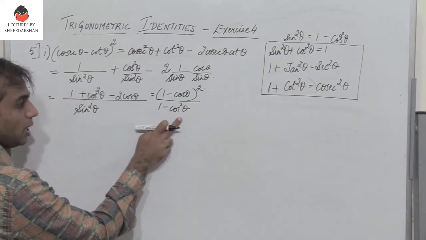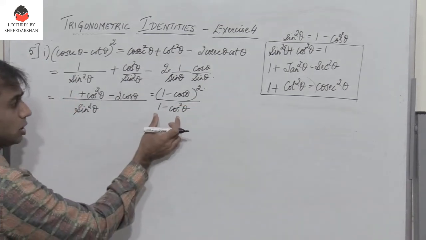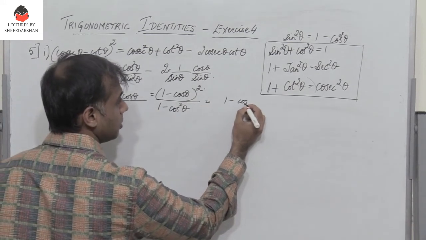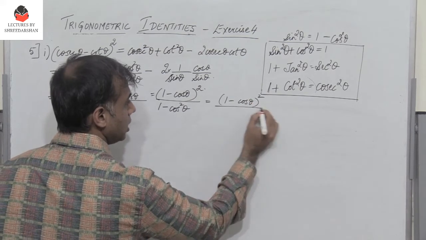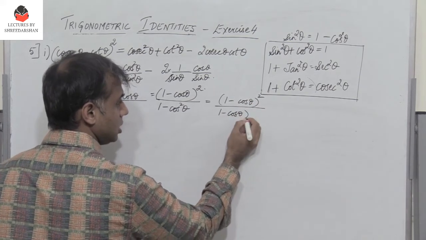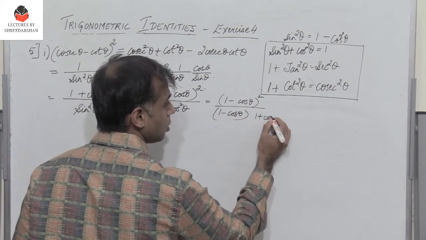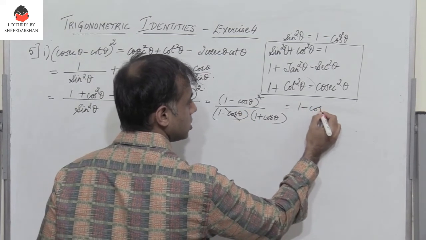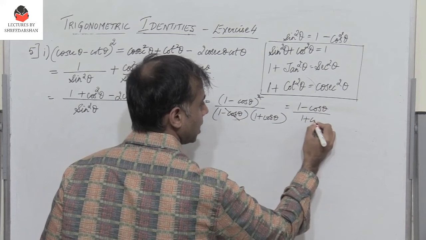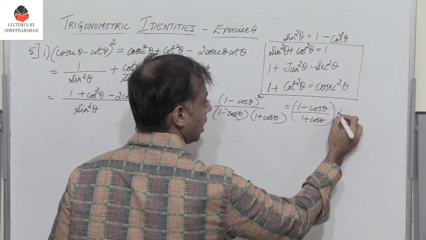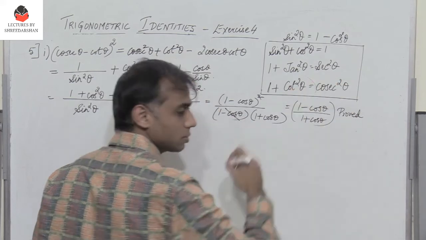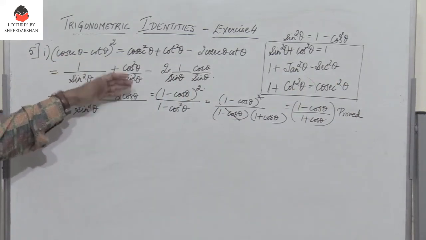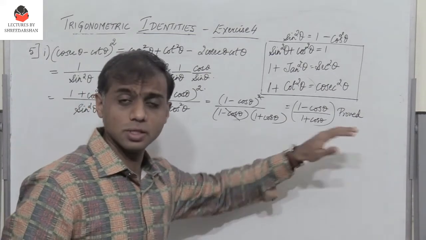Now this is of the form a square minus b square, and we know that a square minus b square is (a plus b) into (a minus b). So (1 minus cos theta) the whole square divided by (1 minus cos theta) into (1 plus cos theta). Cancel these two, and I get (1 minus cos theta) divided by (1 plus cos theta), which is what had to be proved. So just convert cosecant and cot to sine and cos, and we will be able to prove this relation.